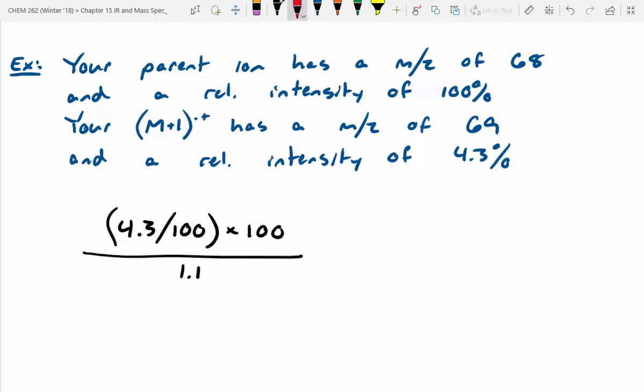Really quickly, without even a calculator, I can say, all right, these hundreds are going to cancel. It's essentially going to be 4.3 divided by 1.1. Being an organic chemist, I don't care for math much. What is this approximately? 4.3 is about 4, right? So we'll just say about 4.